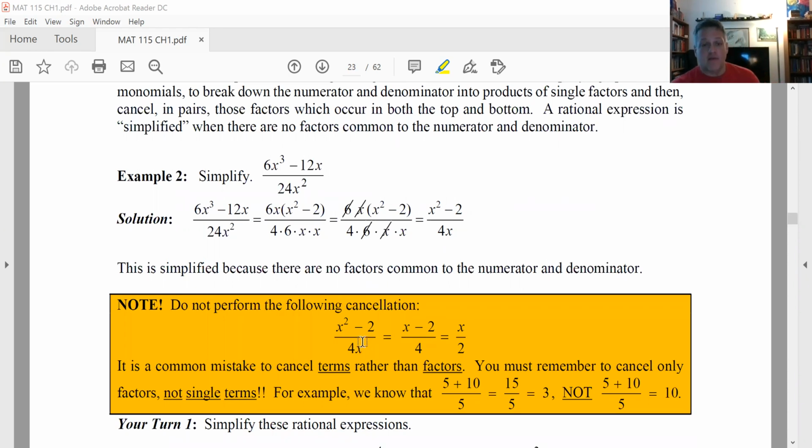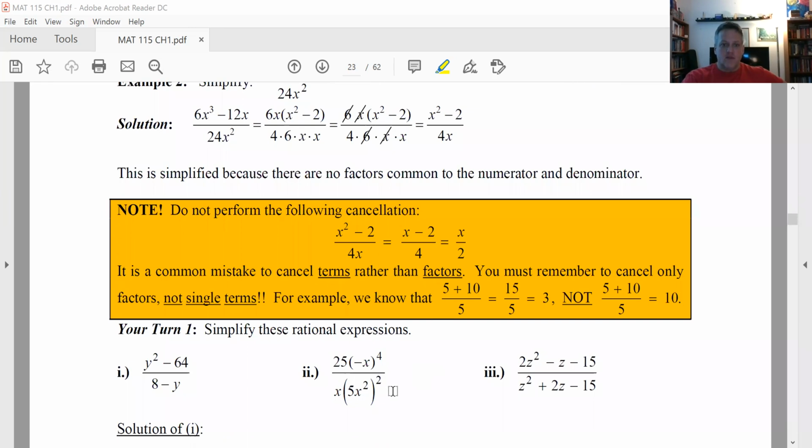You have to cancel terms that are being multiplied in the top and bottom, not being added or subtracted. And so in order for us to get rid of this x down below, there had to have been an x on the 2 as well that we would have then yanked out. So you cannot perform this calculation.